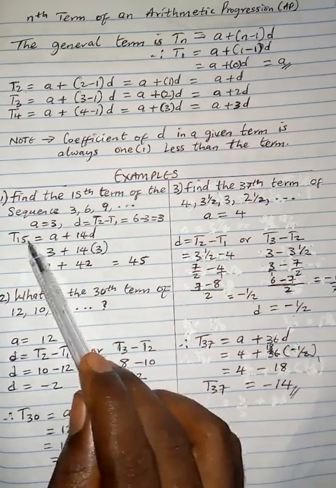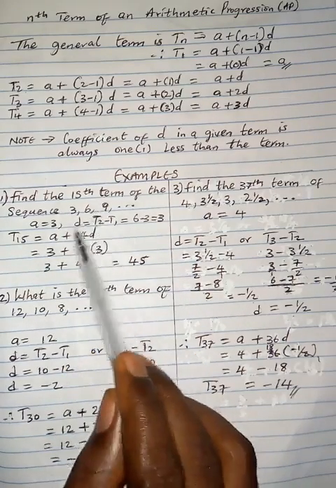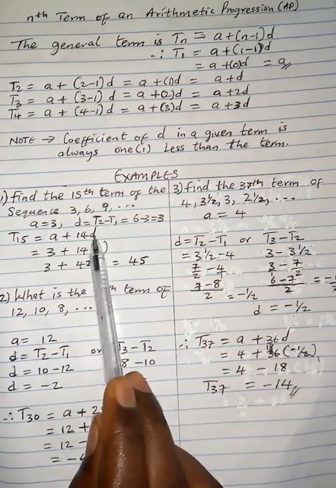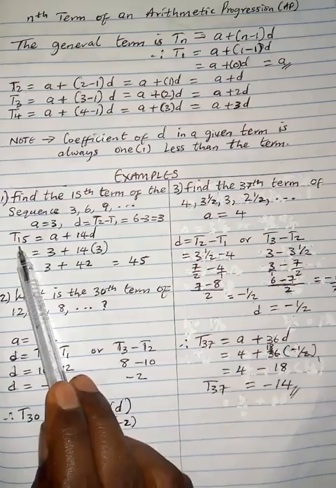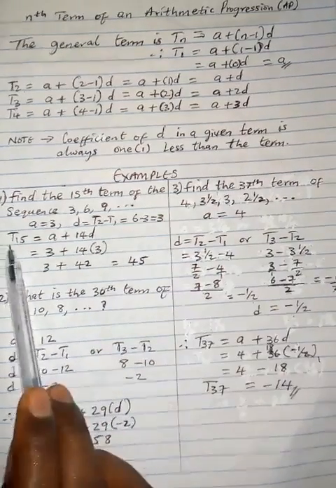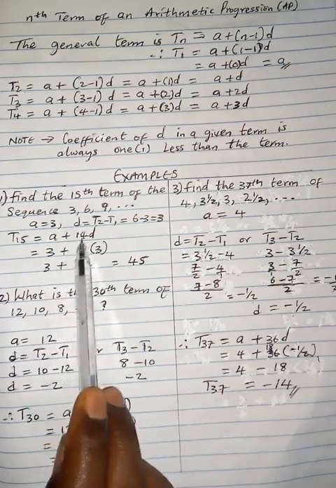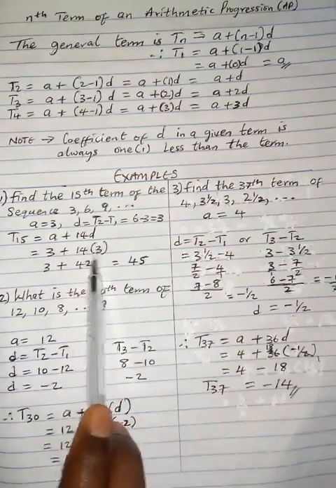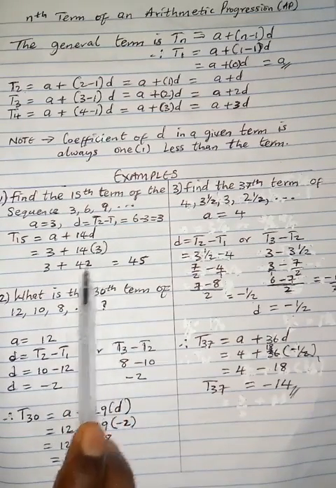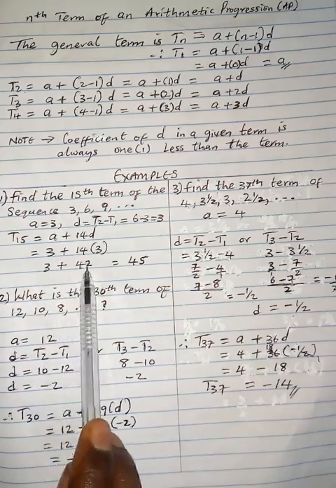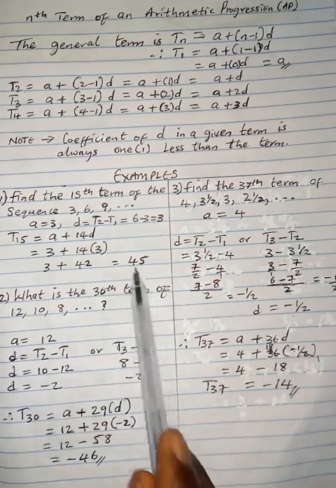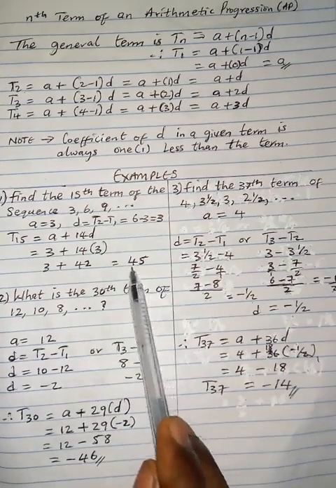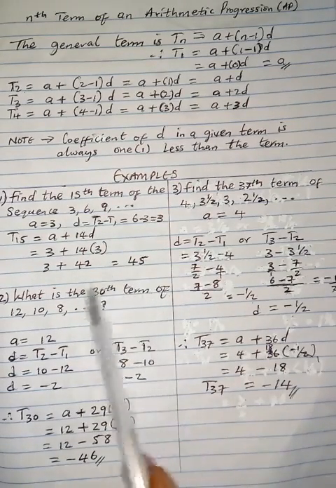Now we have T15, that's the 15th term. From the formula, we know it is A plus 14D. This 14 here is 1 less than 15, just like we did here. So the 15th term will be A plus 14D. Now D, the common difference, is 3. 14 times 3 is equal to 42. So 3 plus 42 is equal to 45. That means if this sequence is increasing by 3, the 15th term will be 45. All right.